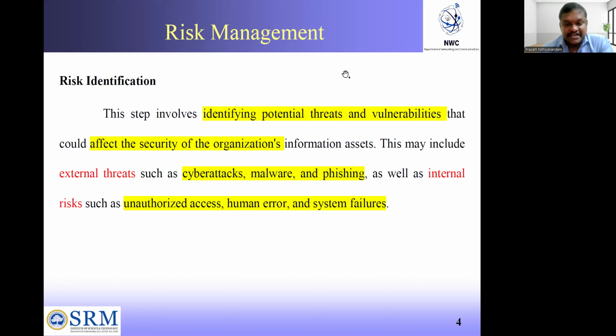So next one is risk identification. The first step of risk management is risk identification. This involves the recognition of potential threats and vulnerabilities that could affect the security of the organization's information assets. The risks may include external threats such as cyber attacks, malware, and phishing, as well as internal risks like unauthorized access, human error, and system failures. As an example, a company identifies a phishing email and weak employee passwords as a potential risk to its corporate network.